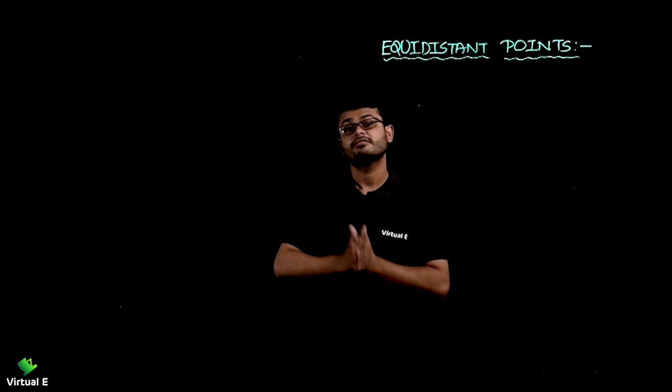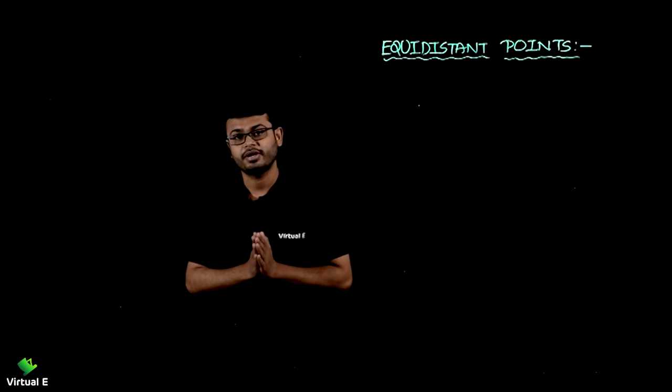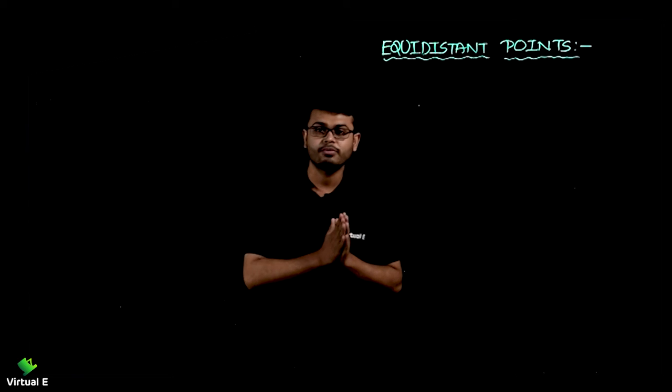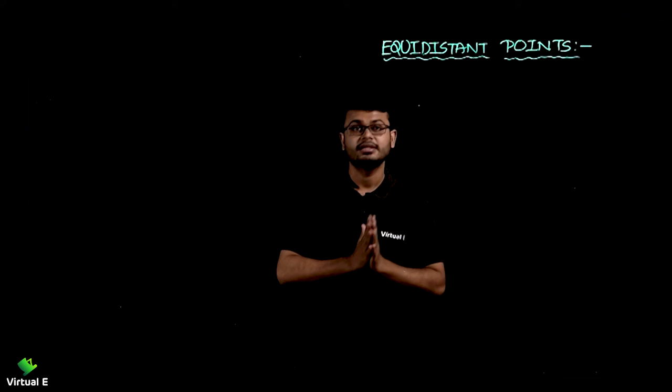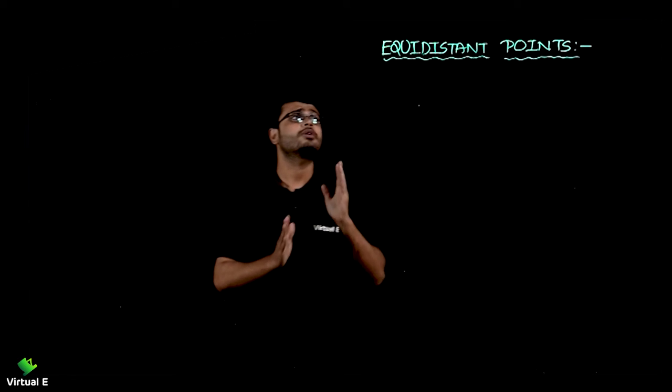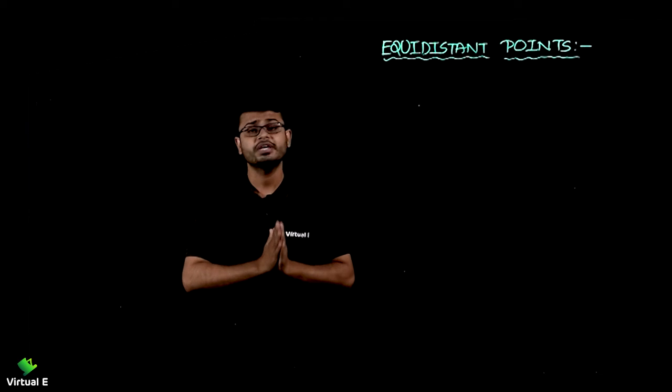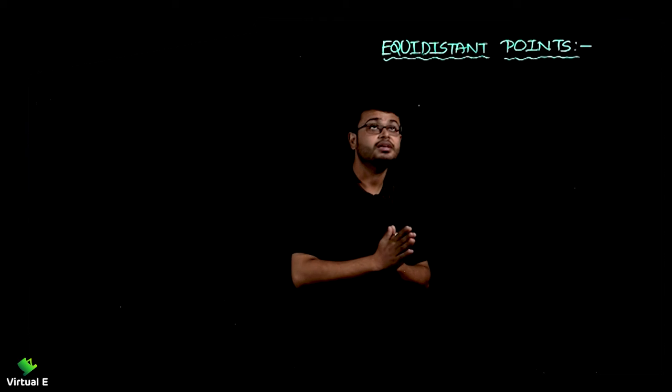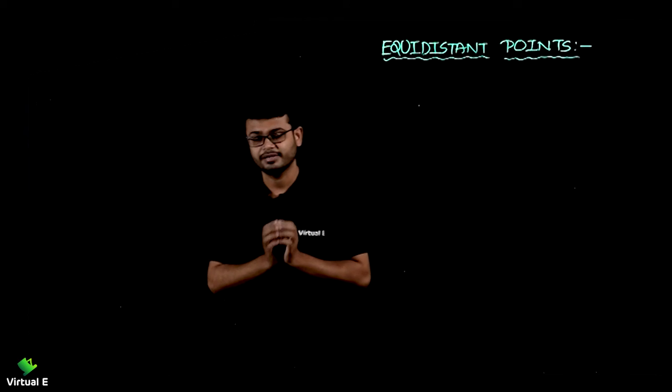In the previous session, we discussed the topic of collinear points. Suppose you had more than 2 points, they can be on a line. Now, in this session, we are going to discuss the topic of equidistant points. You must be thinking, what is an equidistant point?